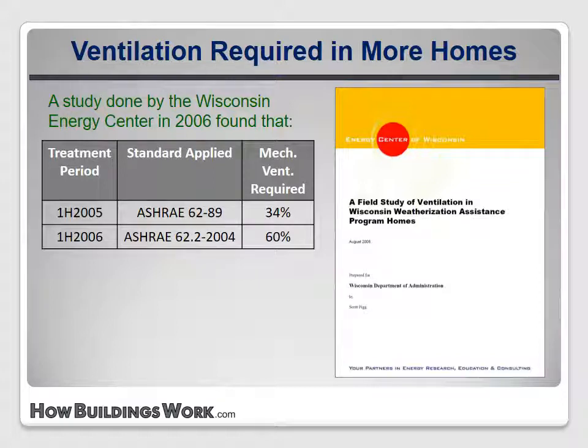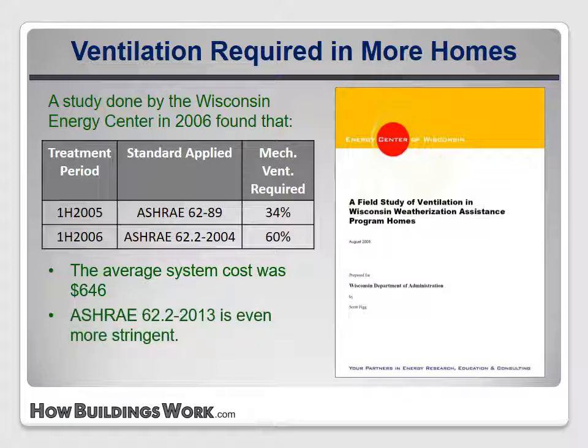The average cost of an installed system, including the fan, controls, ducting, and installation labor, was $646. That's a big cost addition to a substantial number of jobs. And remember, this is for ASHRAE 62.2 2004. The 2013 version is significantly more restrictive than the 2004 version.